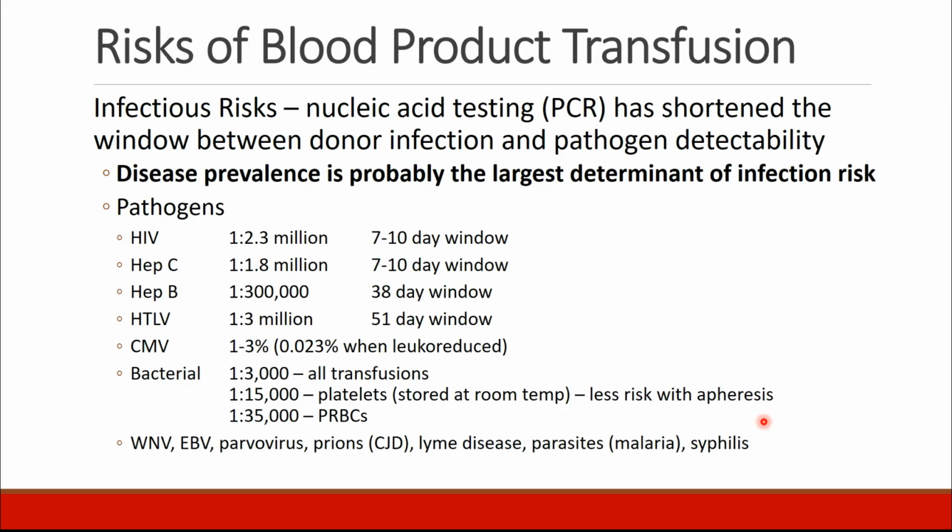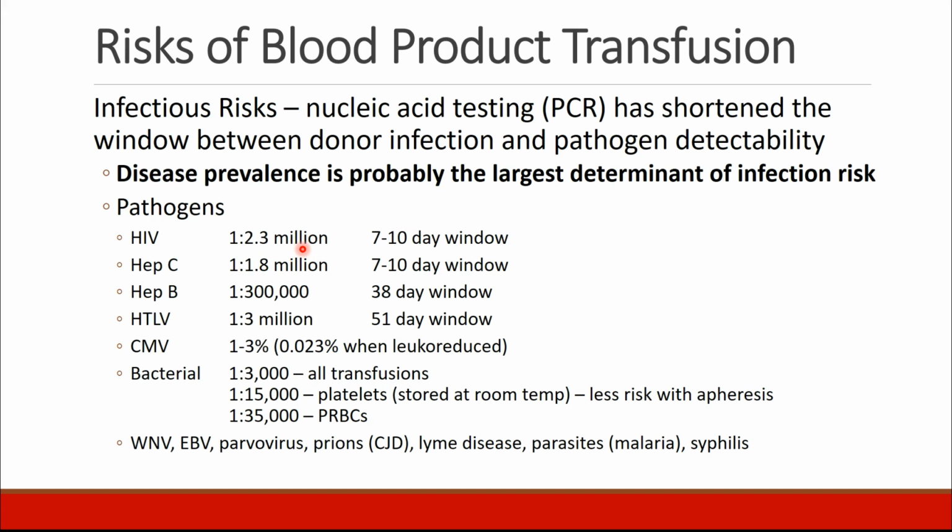There are many risks of blood transfusion and blood product transfusion, and we should be prepared to discuss this with our patients. The first set of risks are infectious risks, and nucleic acid testing has shortened the window between donor infection and pathogen detectability so that we can really weed out as many infections as possible. And probably the largest determinant of the actual risk is how prevalent the disease is in the donor population. So diseases like HIV are actually very rarely transmitted. The risk is less than 1 in 2 million.